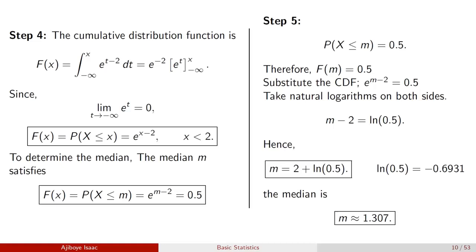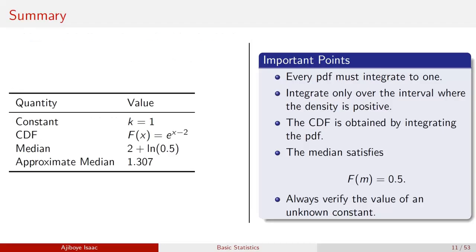Therefore, if we substitute this value, we see that e raised to power m minus 2 must equal 0.5. If we solve, m minus 2 is equal to ln 0.5, taking the natural logarithm of both sides. And our m as subject will be equal to 2 plus ln 0.5, which is equivalent to 1.307. In summary, our constant is 1, our CDF is e raised to power x minus 2, our median is 2 plus ln 0.5, which is equivalent to 1.307.